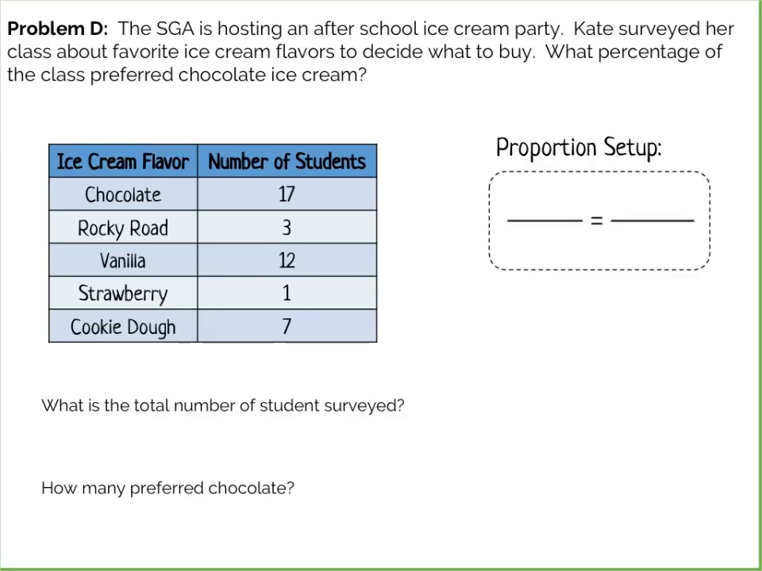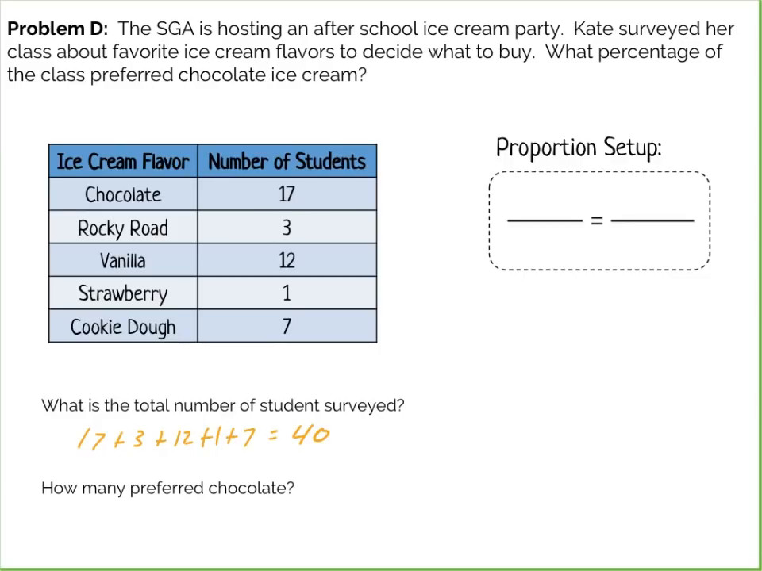So again, we're going to have to do some addition to figure that out, but luckily for us, this table is set up where we can just add everything straight down from the bottom. So we're going to be adding our 17 plus 3 plus 12 plus 1 plus 7 to give us our total number of people. So 17 plus 3 is going to give us 20. 20 plus 12 is going to give us 32. 32 plus the 8 is going to give us 40, so we're going to end up with 40 students total.